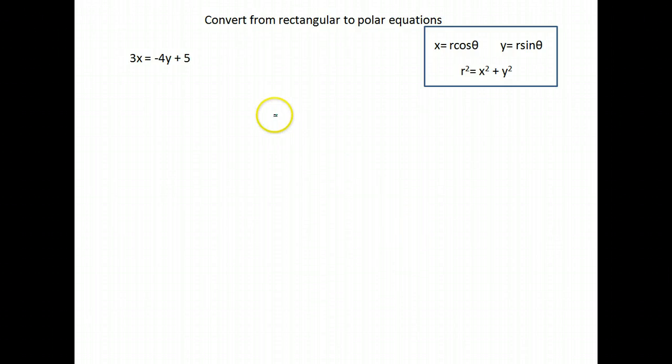Okay, we are going to work on changing from a rectangular equation to a polar equation. Now, rectangular equations are those that include x and y that we typically graph on our Cartesian coordinate plane with an x and a y axis. Polar equations are those that have sines, cosines, and r's, and we typically graph those on a polar graph.